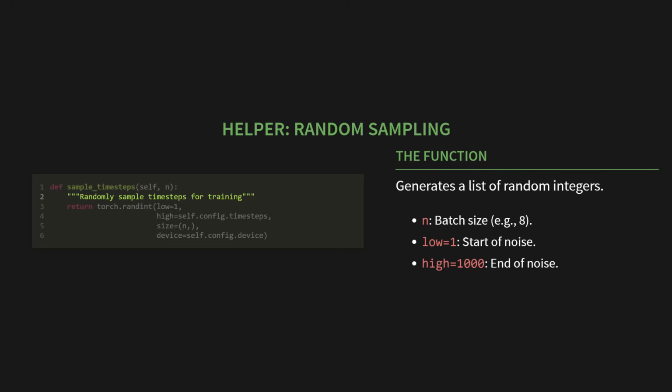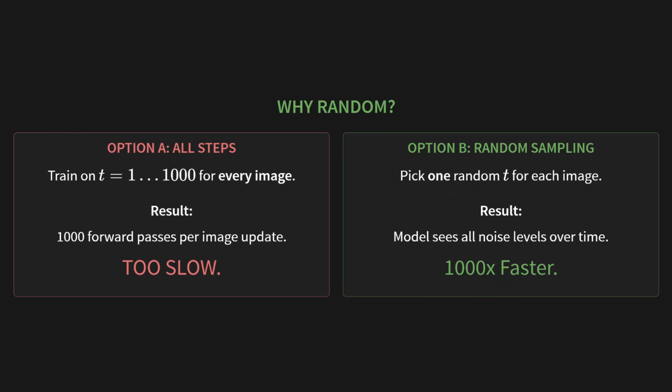First, we'll need a tiny helper function. It's called sample time steps. As you can see in the code, def sample time steps self, n, its whole job is to generate a list of random integers. It uses torch.random. N is just our batch size, say 8 images. Low equals 1 is the start of the noise schedule, and high equals 1000 is the end. Super simple. But why random?